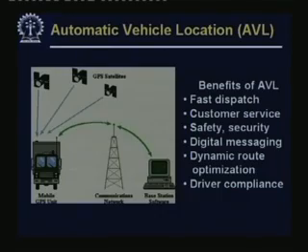Then automatic vehicle location. Okay. So, maybe this shows a mobile GPS unit. So, this mobile unit is on a truck. So, these GPS satellites are there. So, you can give fast dispatch, customer service, safety, security, digital messaging, dynamic route optimization.